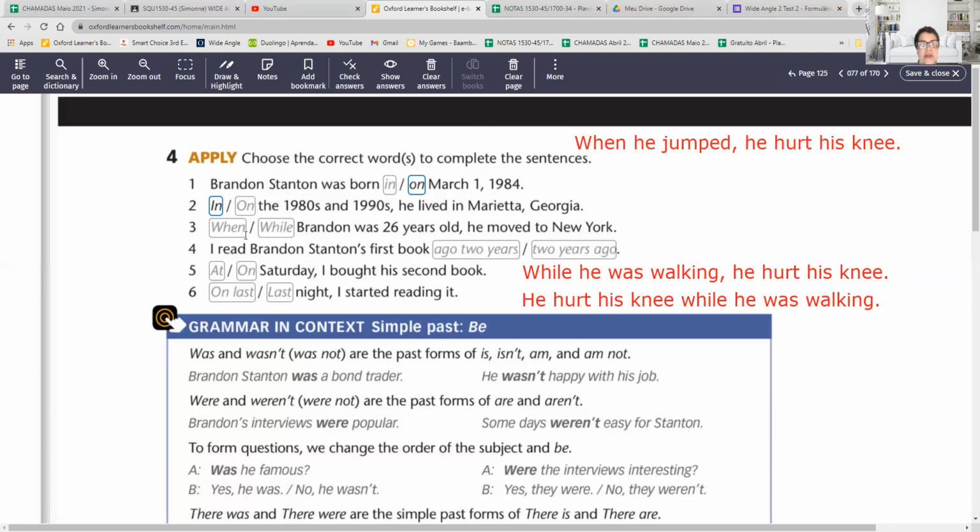So let's see here in number 3. Brandon was 26 years old. He moved to New York. So which one is better, when or while? While. Yes, why?